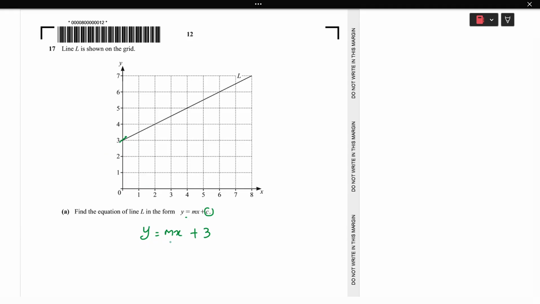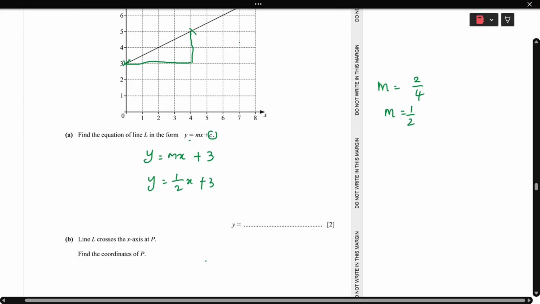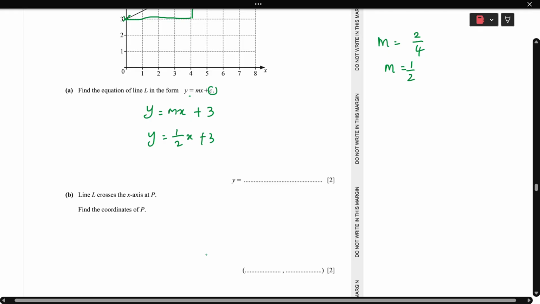Next we need to find the gradient, so I'm getting points. This is 1 point, then exactly divide, like here is 1 point. Okay, so m equal to change of y over change of x. First change of y, which is 2, and change of x is going to be 4. So 2 divided by 4, the m is going to be 1 by 2. So the gradient is 1 by 2. So y equal to 1 by 2x plus 3. That's our required equation. So we write here 1 by 2x plus 3.